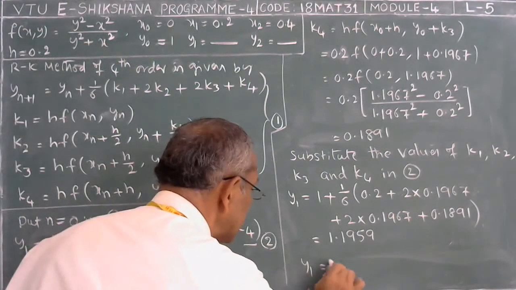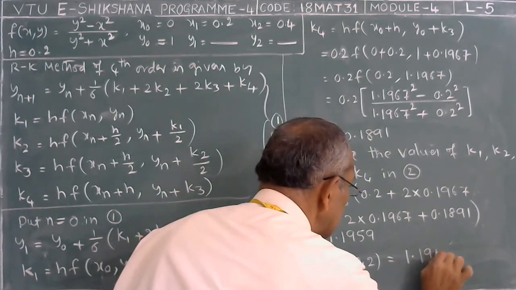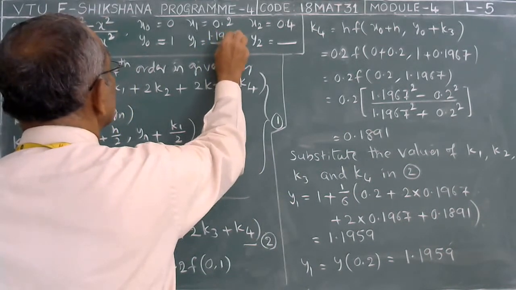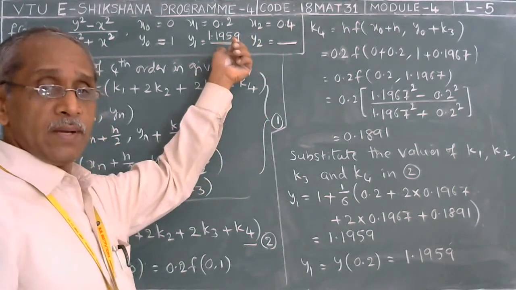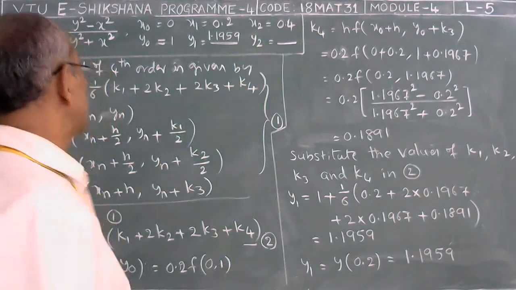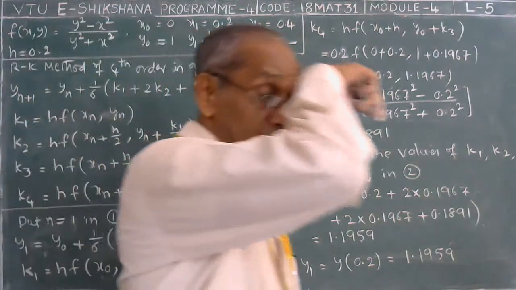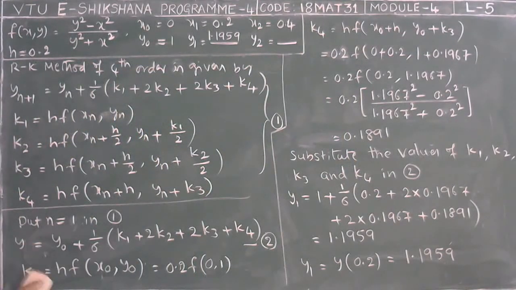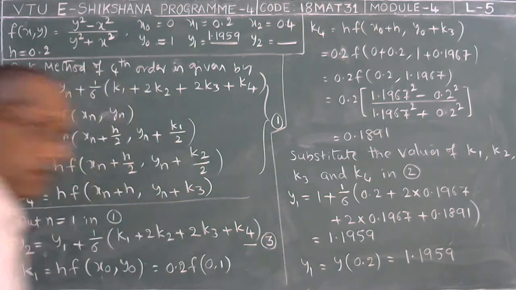So this is the value of y at x is equal to 0.2. Therefore, y1, the value of y at x is equal to 0.2, is equal to 1.195. Now I need to calculate y2 using the value of x1, y1, the previous value, single step method. To find y2, put n is equal to 1 in equation 1. So y2 will be in terms of y1. So y2 is equal to y1 plus and so on. Call this equation number 3.